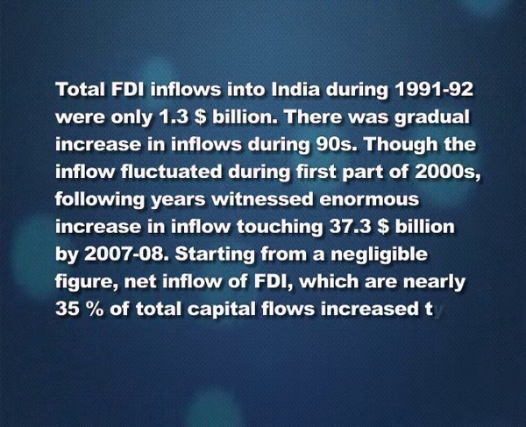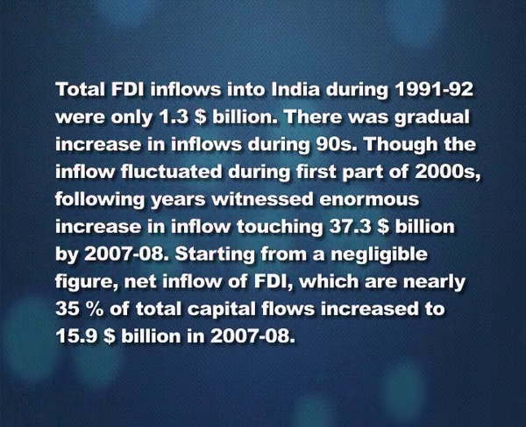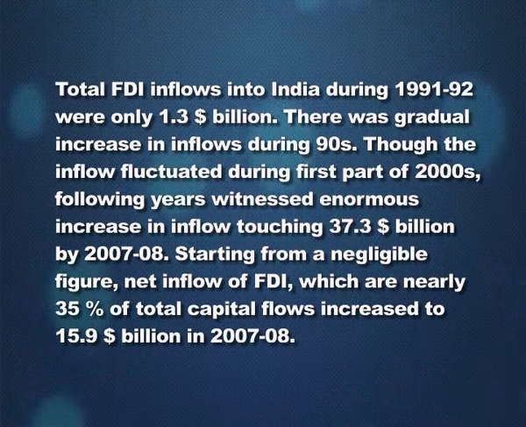2007-8. Starting from a negligible figure, net inflow of FDI, which are nearly 35% of total capital flows, increased to $15.9 billion in 2007-8. Portfolio investment inflows, which to a large extent consist of FIIs, shot up from zero to a staggering figure of $233.8 billion in 2007-8. Net inflow on this count during the year was $27.4 billion, larger than FDI.